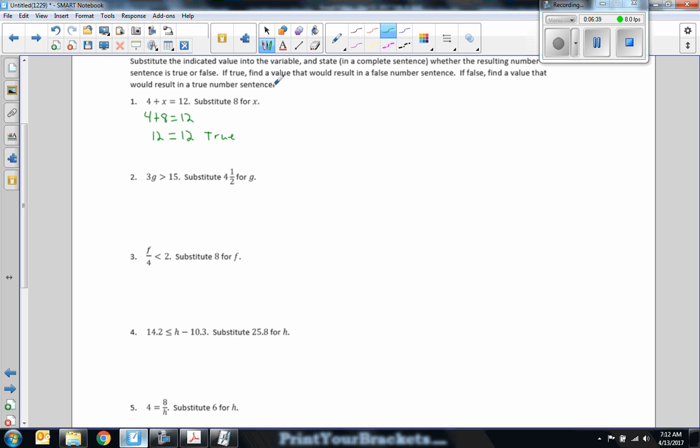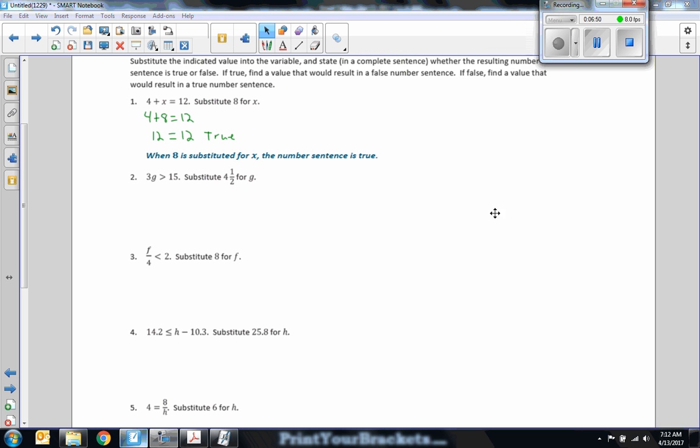So it said in a complete sentence if it's true. So what I would say is when 8 is substituted in for x, the number sentence is true. Okay, so there's my complete sentence. But now it says, if true, which it is, find the value that would result in a false number sentence.